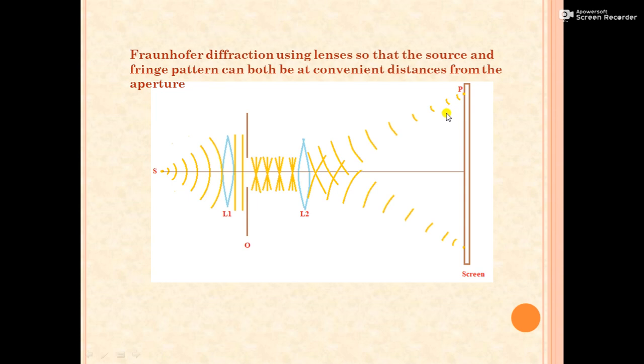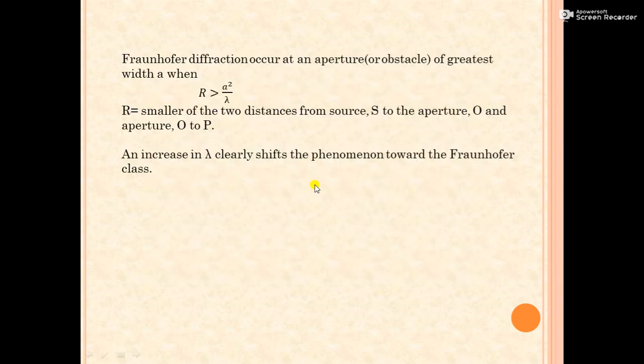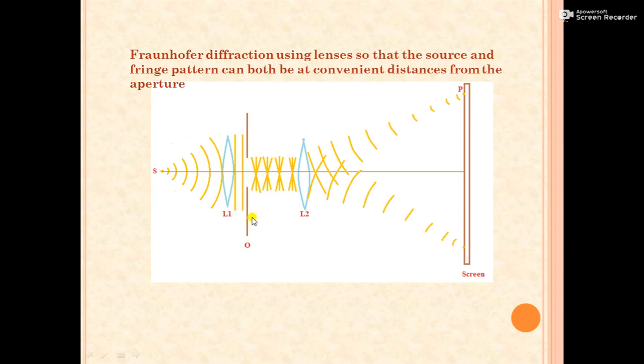For P at infinity, that is in the case of Fraunhofer diffraction, if the system is at infinite distance, the waves arriving there will be planar, and we need not worry about differences in field strength. So if it is at finite distance, then the waves will be spherical, and we get the Fresnel class diffraction. And if the construction is such that this distance is infinite and this distance is also infinite, we get the Fraunhofer type diffraction. Fraunhofer diffraction occurs at an aperture of greatest width a when r is greater than a squared by lambda, where r is the smaller of the two distances, S to O or O to screen.